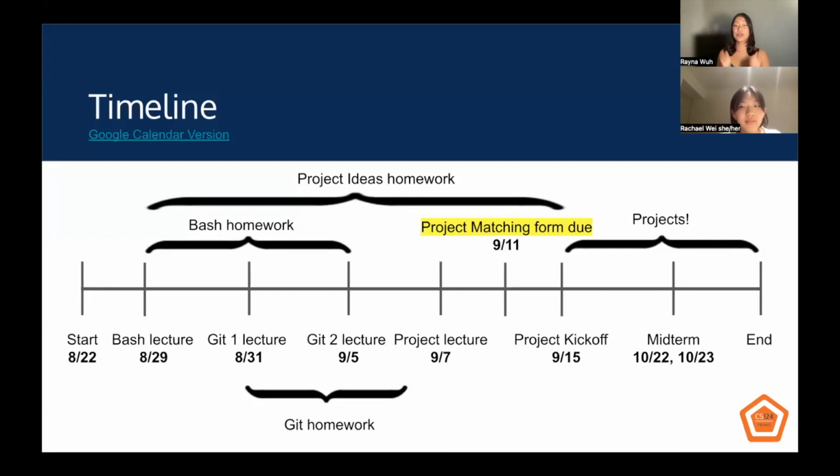And then this is really important: on that same day, we will be releasing a project matching form. This is distinct from the project idea homework. This is where you'll indicate what your interests are, and this is how we're going to be matching you into your groups. If there's something that you're really interested in, we want you to be able to be with people that share your interests. So in order to do that, this form does need to be filled out. It's a pretty strict deadline.